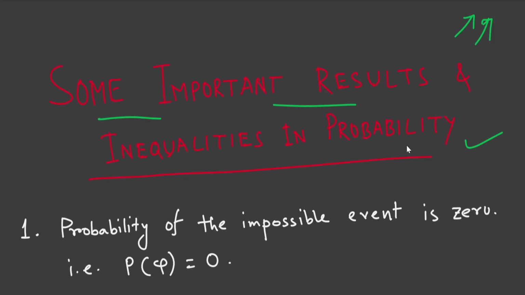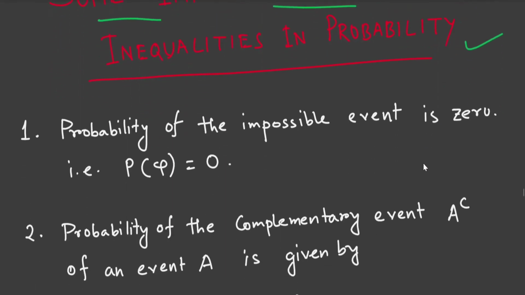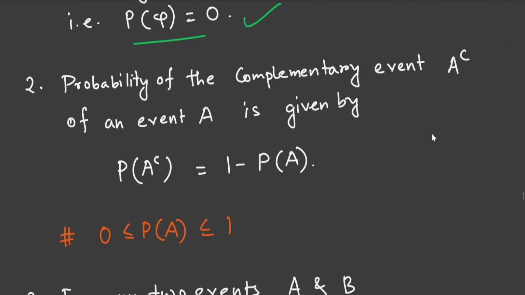So the first result in probability is that the probability of an impossible event is 0. That means P of phi is equal to 0. This is a very useful and easy result. Number 2 is the probability of a complementary event. The complement of an event A is given by probability of A complement equal to 1 minus probability of A. We all know this result also, and it is the obvious result.